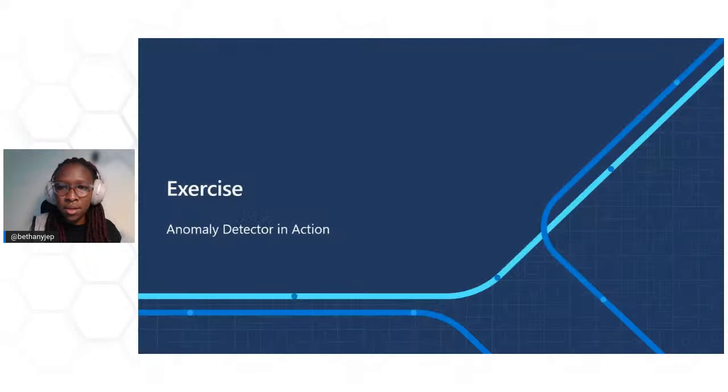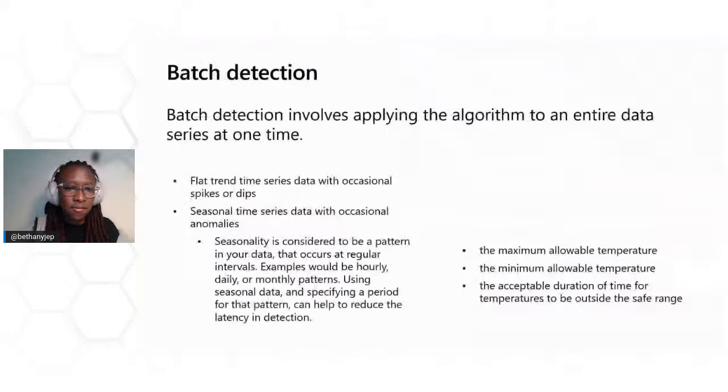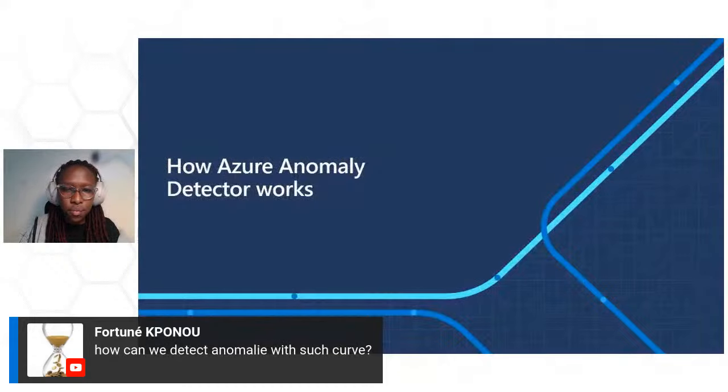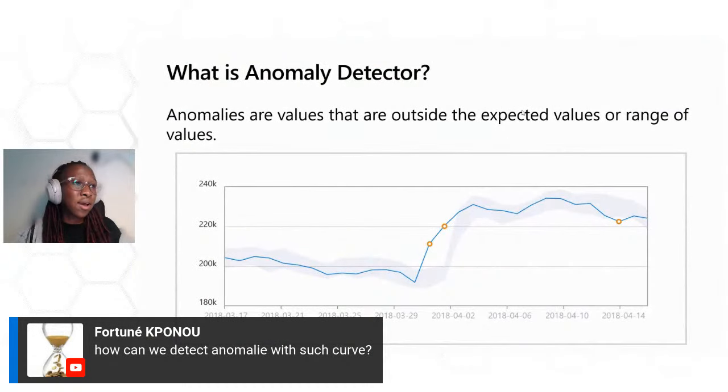Okay, so the other thing is going directly into the exercise, but I'm seeing a question on the chat. The question is, how can we detect anomaly data with such a curve? As I mentioned, there are two curves in these diagrams, and the darker shaded area is a prediction of how you expect your curve to go. And then the line is what is actually observed.